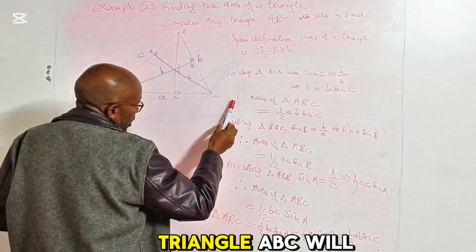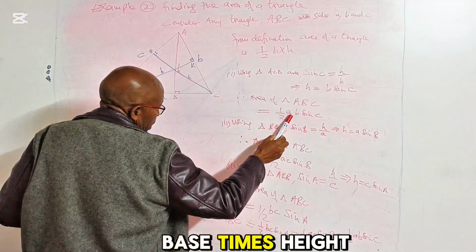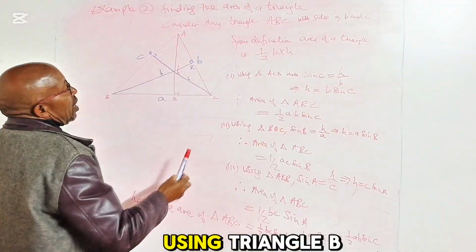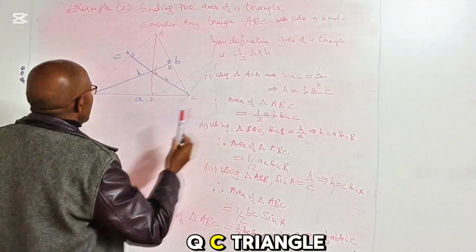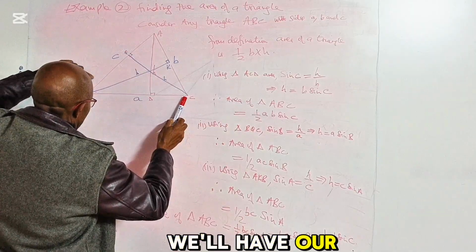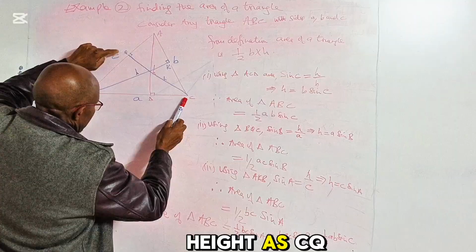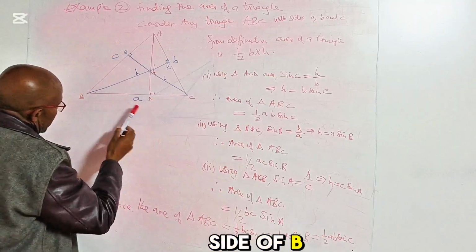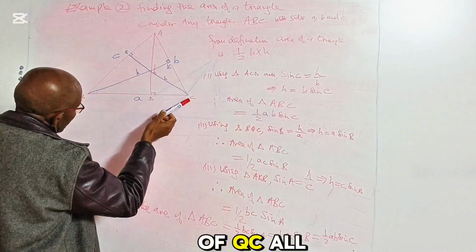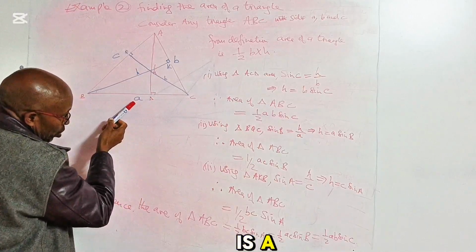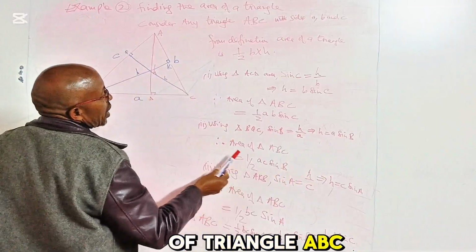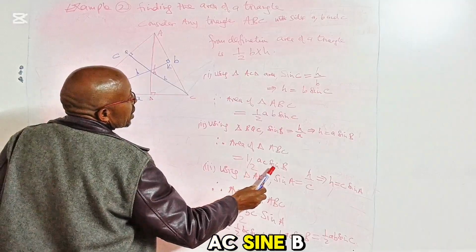In this case, the area of triangle ABC will be equal to a half base times height, so it will be half a times our height, which is b sine C. Using triangle BQC, our height is CQ, and the sine of B is the opposite side, the height QC, all over the hypotenuse a. Therefore, our height is a sine B, cross multiplying. And the area of triangle ABC will be half a c sine B.